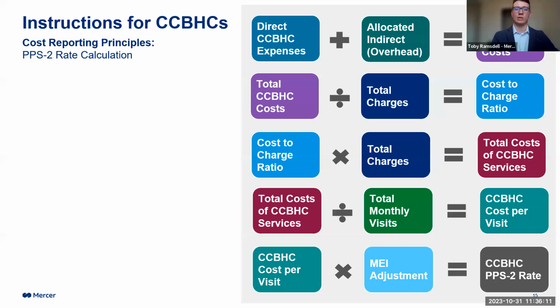And then that per visit rate times the MEI adjustment. MEI refers to the Medicare Economic Index, which is published by the CMS Office of the Actuary as an inflationary metric, so that we can account for inflation. That is multiplied by the cost per visit, which results in the final PPS2 rate.